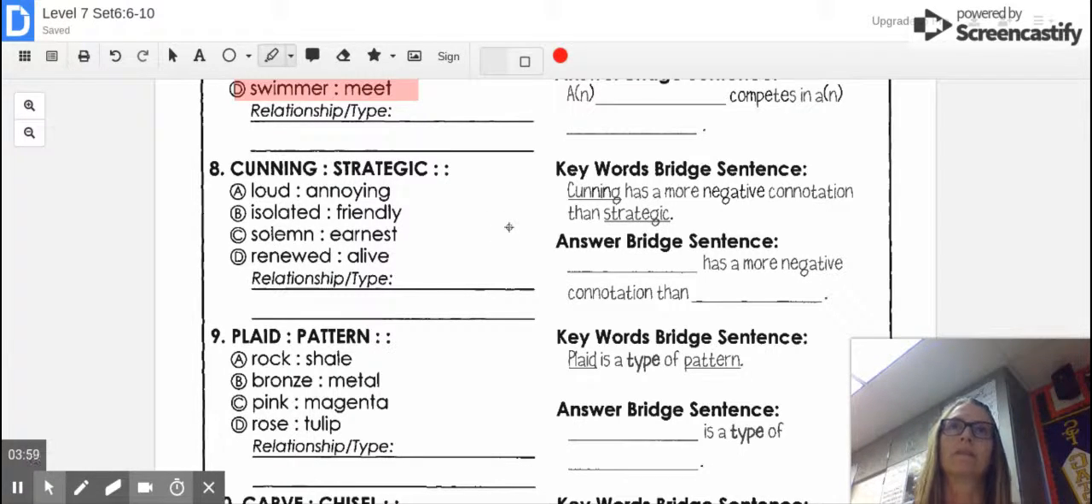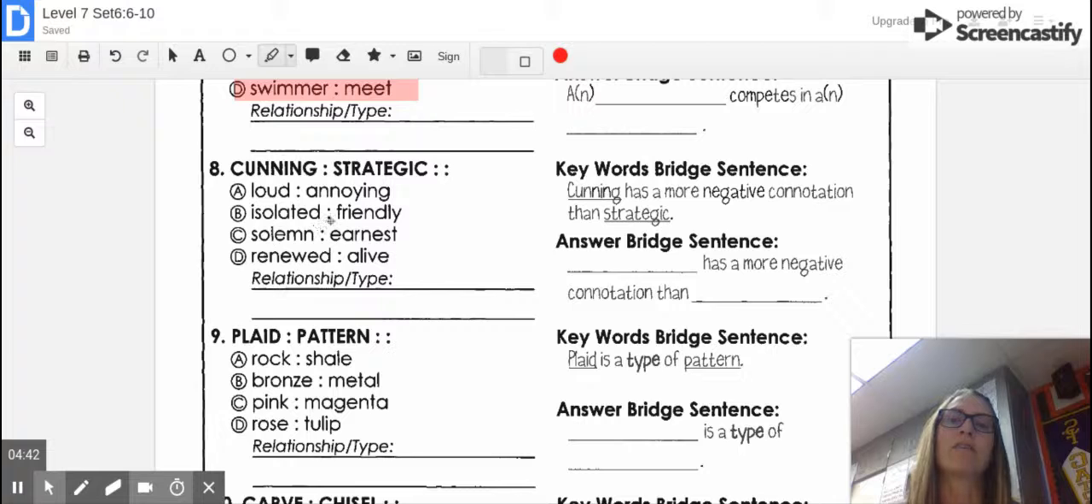So connotation, for example, if I'm happy, I'm happy. But if it's a higher connotation, then I would be like joyful. So that's kind of what the connotation thing means. So let's look at what our answer might be. This one has to be a negative connotation because cunning has a more negative connotation than strategic. So does loud have a negative connotation? Is it more of a negative connotation to annoying? Not really.